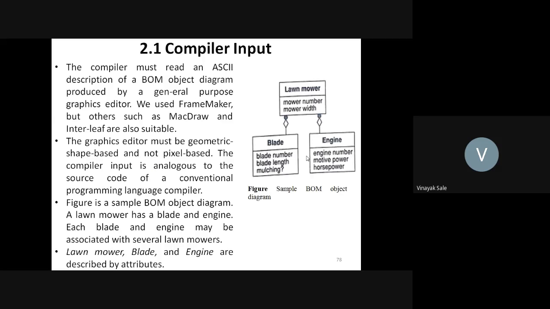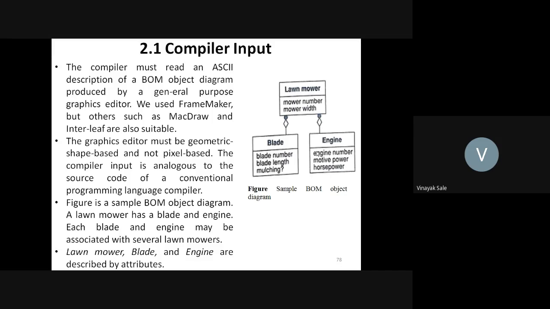So this is the compiler input. We have seen the lawnmower example in the case of the engine. So each mower has its own number and its own width. Then it has properties like blades and engine, and each blade has a blade number, blade length, and mulching.